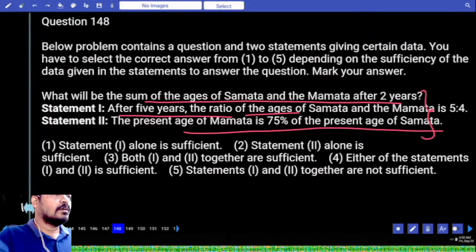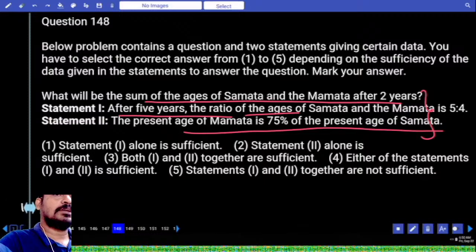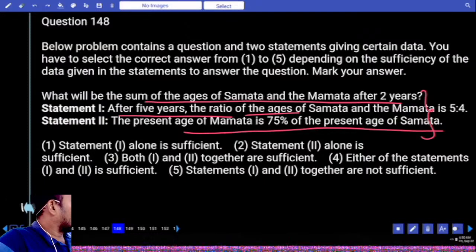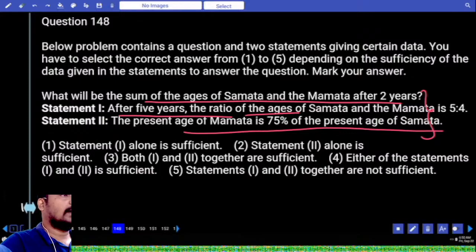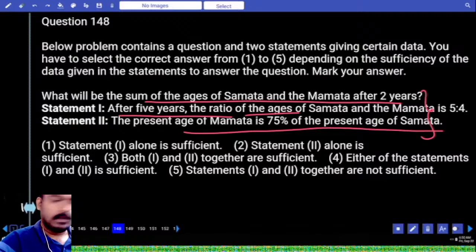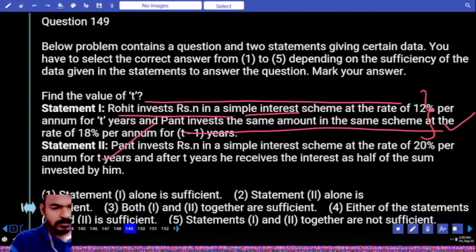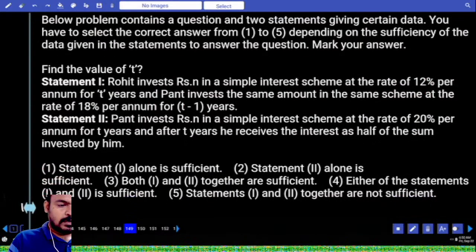yes or not? 75% means what is the fraction? 3/4, means present ratio 3:4. After 5 years ratio 5:4. Simplify those two ratios, we get the individual values, sir. By using both the statements we get the answer. Which option? Third one. Next question number 149.